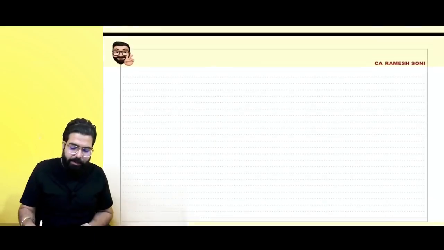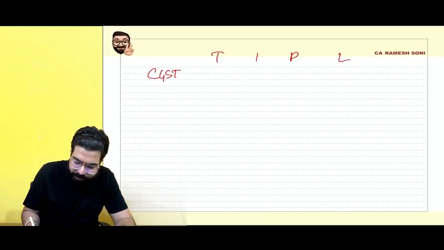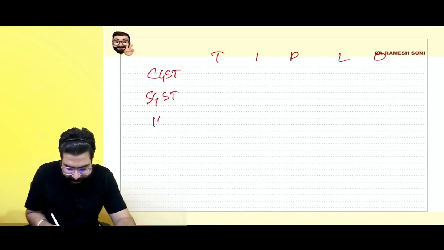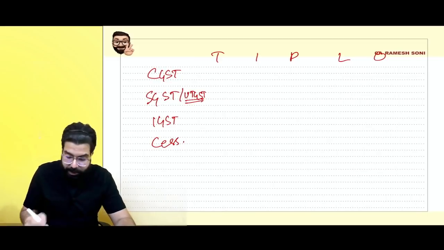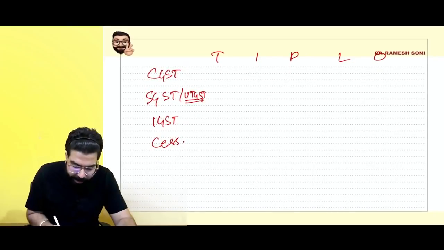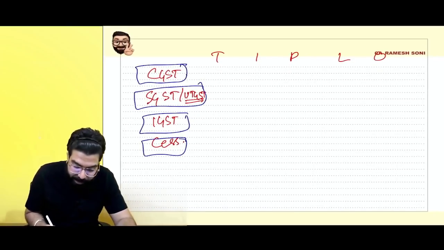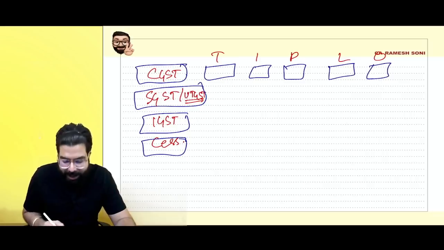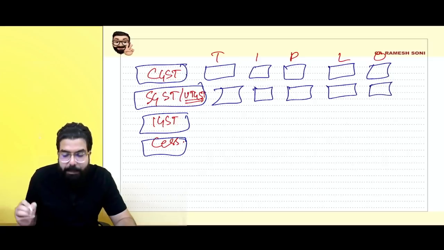For example, everyone listen to me very carefully. This is CGST, tax, interest, penalty, late fee or any other amount. This is CGST, SGST, IGST and cess, or UTGST if you are in a union territory. Always remember, these are known as major heads of tax. Every major head has 5 minor heads. Every major has how many heads? 5 minor heads of tax.